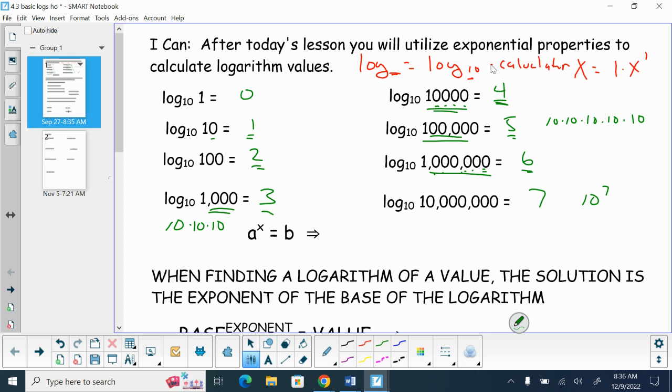Well, once again, where is the 10 at? If I take a look right here, here's my 10. And in the logarithm form, this is called log base 10. Log base 10. Well, if I have a number to an exponent, here's my exponent. What is the 10 called? The 10 is called a base.